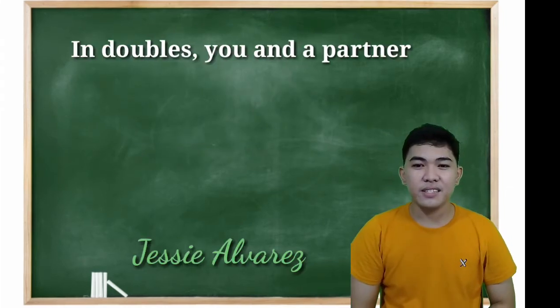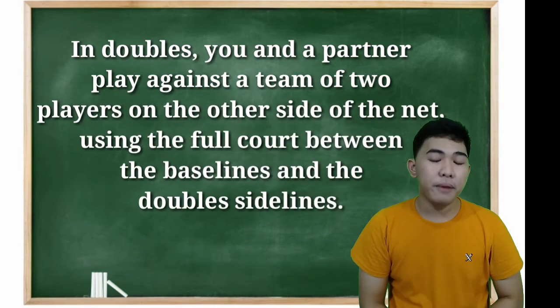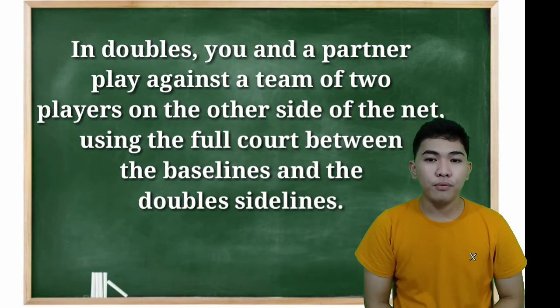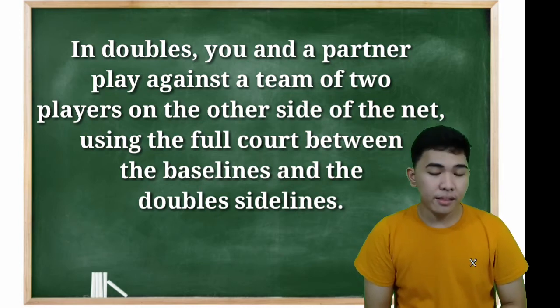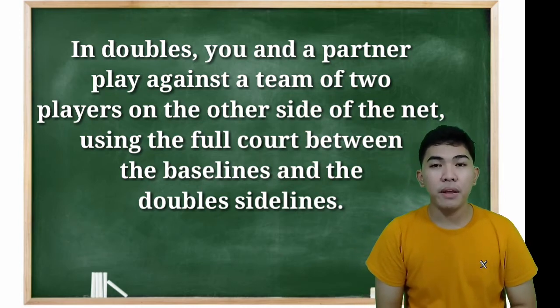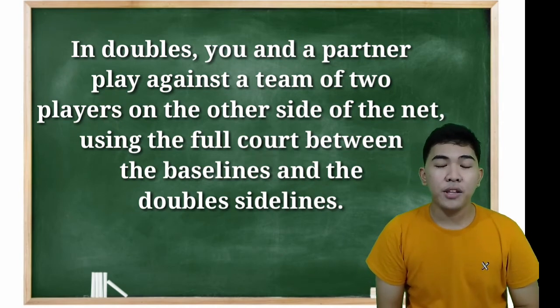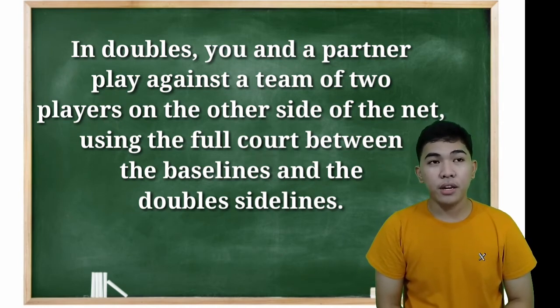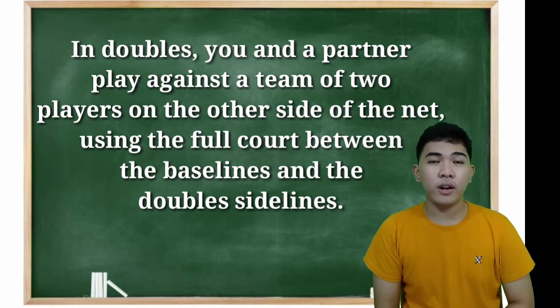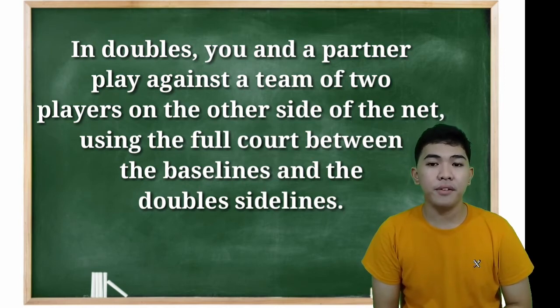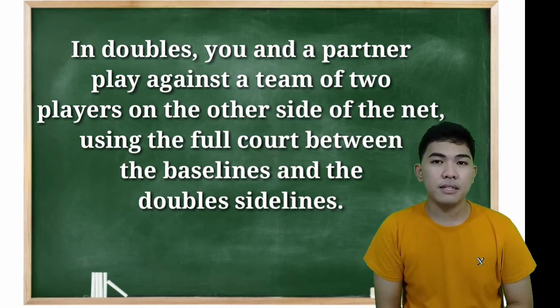The next rule is, in doubles, you and a partner play against a team of two persons on the other side of the net, using the full court between the baselines and the doubles sidelines. So here you are going to play against a two-man team, and you will play on a bigger court than the regular one-on-one match, because you are going to use the full extent of the court between the baselines and the doubles sidelines.